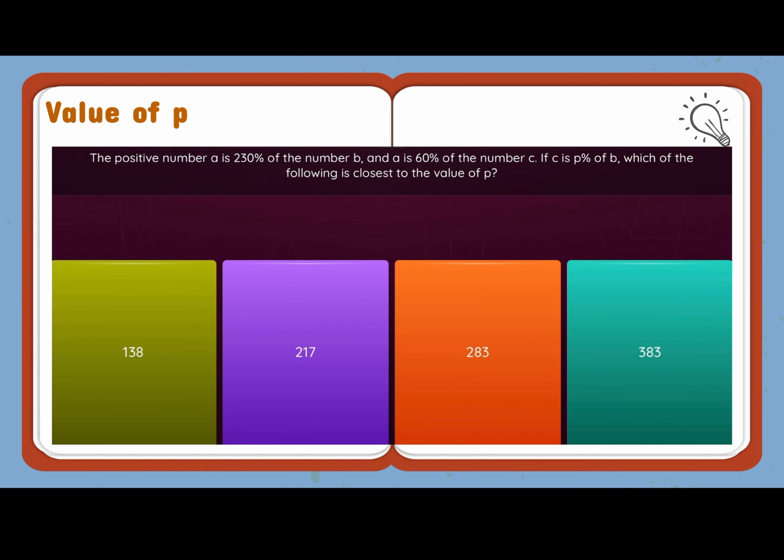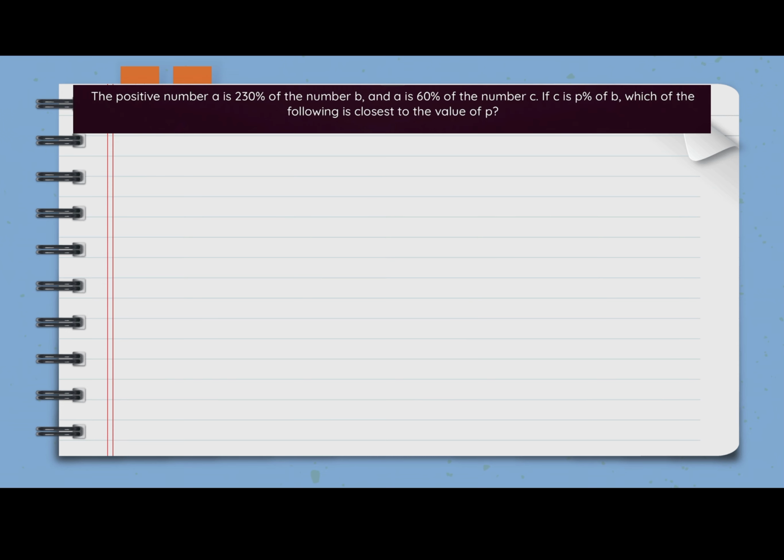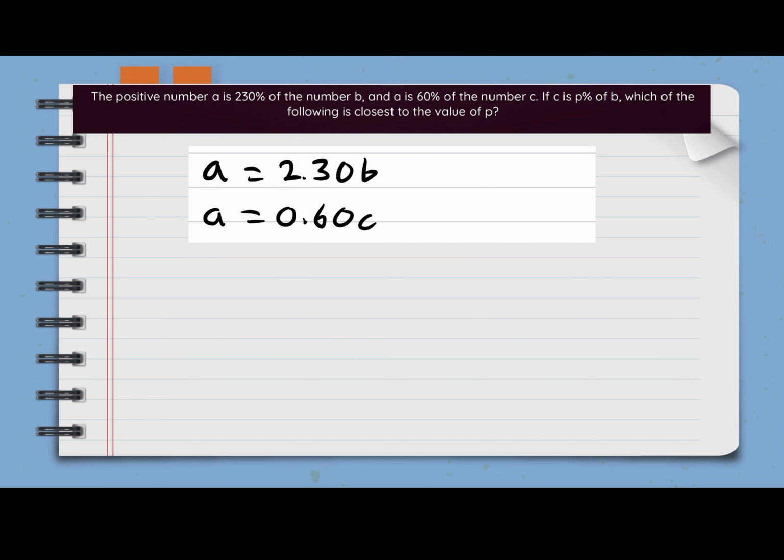Okay, this positive number A is 230% the number of B, and A is 60% the number C. If C is P% of B, which of the following is closest to the value of P? So again, P is in percentage, so it should not be a decimal. So again, we can just write this out in numerical form. A equals 2.30B, which is that percentage converted to decimals. A is also 0.6C, and we are looking for if C is P% of B. So we actually have to find C here.